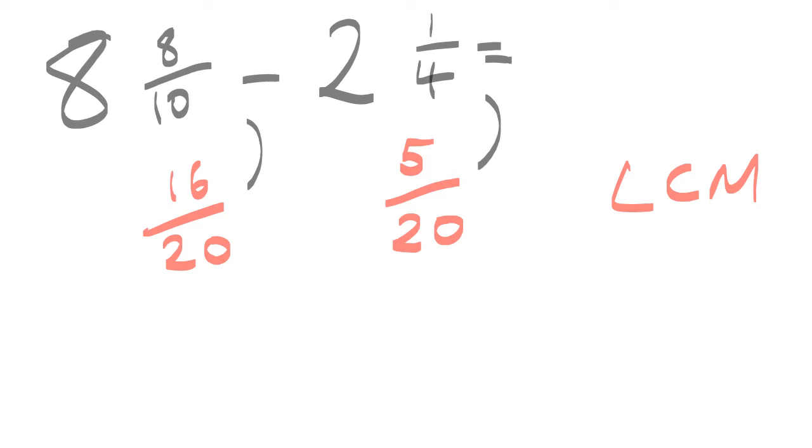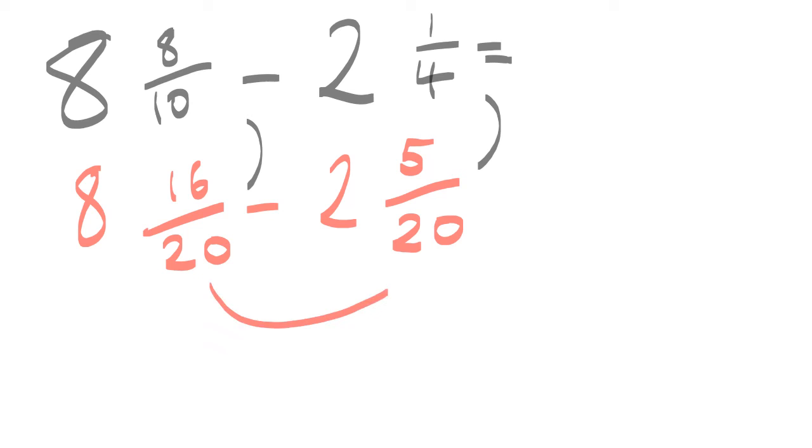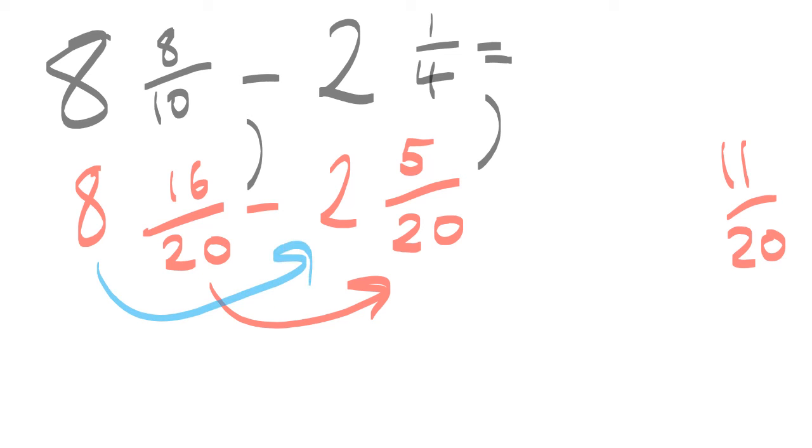So our new sum is really 8 and 16/20 take away 2 and 5/20. Hey, let's do the fractions first. This is way easier, isn't it? 16/20 take away 5/20 is, of course, 11/20, right? And then you can do the whole number bit. 8 take away 2 is of course 6, so your answer is 6 and 11/20. Okay? Hey, you can't simplify that either, can you? That's as simple as it gets.